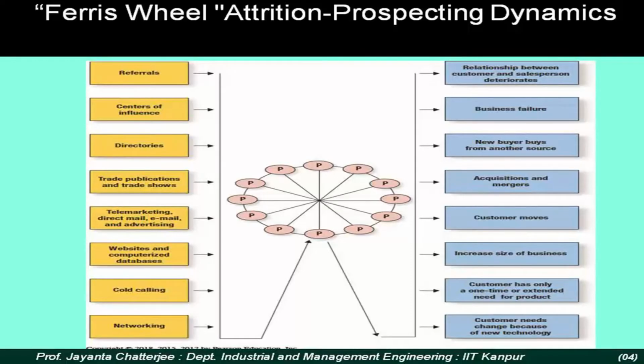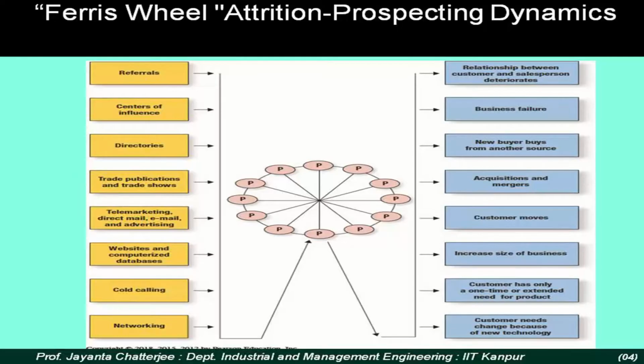And obviously, if your outflow is more than your inflow, then you will have sales decline. So obviously, your purpose as a salesperson in field sales is to see how the left hand side activities can be optimized so that you have more and more prospects. Because by simple statistical averaging, the more prospects you have, there are more likelihoods of new sale happening and new customers getting onto your Ferris wheel.